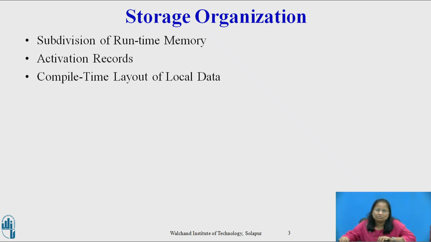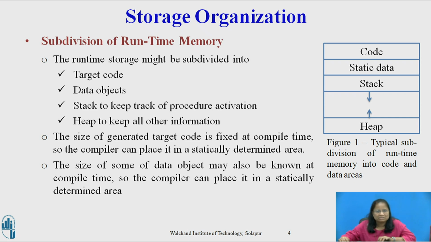In the organization of runtime storage, we are going to cover the subtopics such as subdivision of runtime memory, activation record, compile time layout of local data. Suppose that a compiler obtains a block of storage from the operating system for the compiled program to run in. The runtime storage might be subdivided into target code, data objects, a stack to keep track of procedure activation, and a heap to keep all other information.